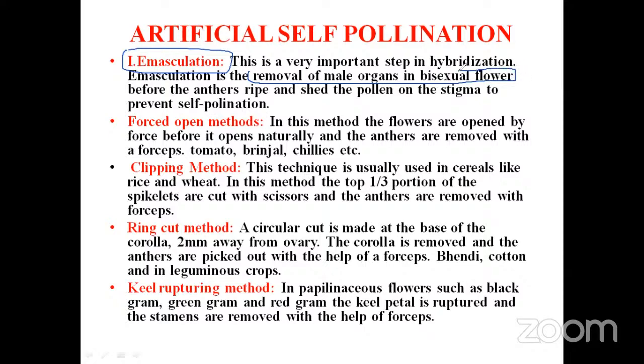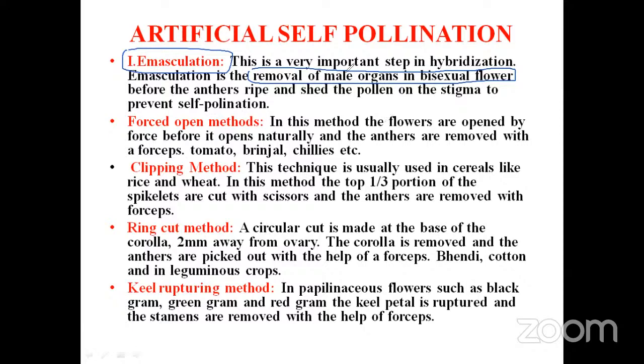Actually, what happens in a bisexual flower? A bisexual flower is one which has two sexes, like the anther and the gynoecium. If both organs are present inside the same flower, they most probably promote self pollination. In some regions, some cross-pollinated plants also have bisexual flowers.